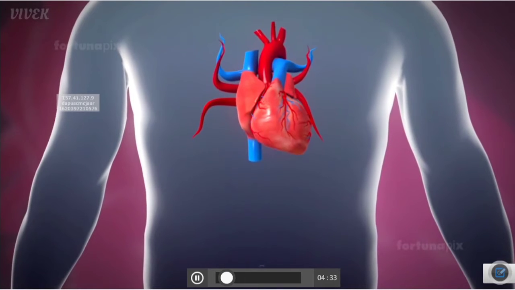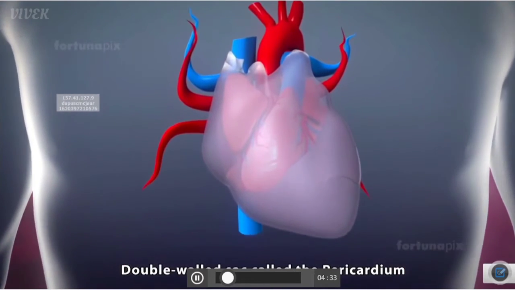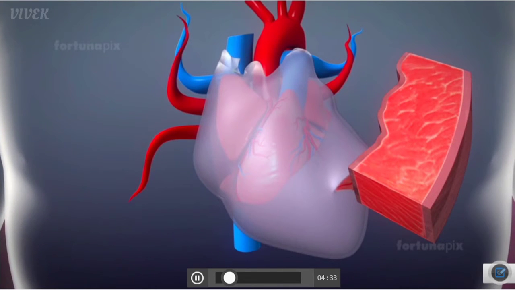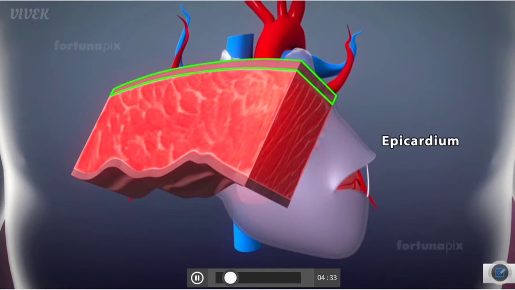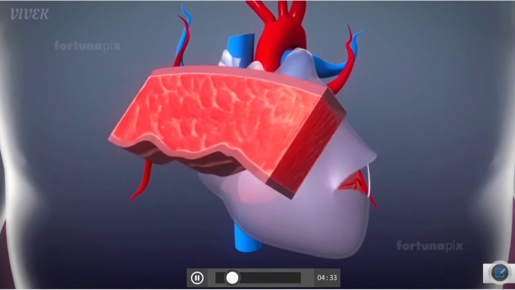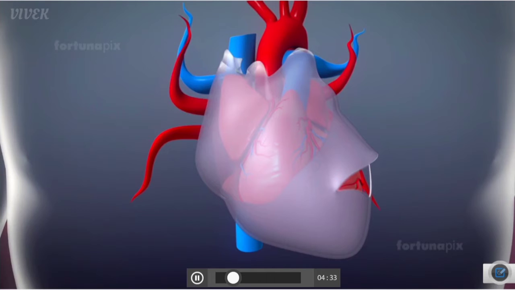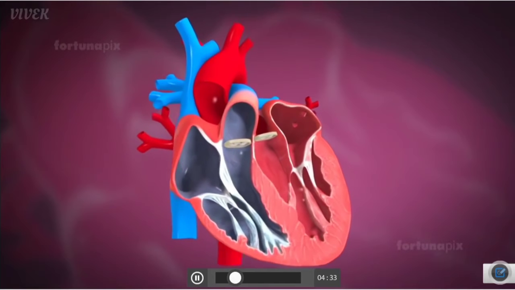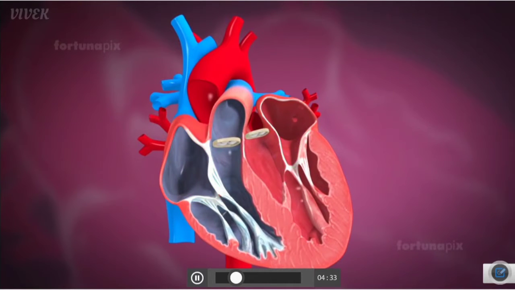See this. The heart is enclosed in a double-walled sac called the pericardium. The outer wall of the human heart is composed of 3 layers: the outer epicardium, the middle myocardium, and the inner endocardium. The human heart has 4 chambers. The upper, smaller chambers are called auricles or atria. The lower, larger and muscular chambers are called ventricles. A thick wall of muscle called the septum separates the right side and the left side of the heart.